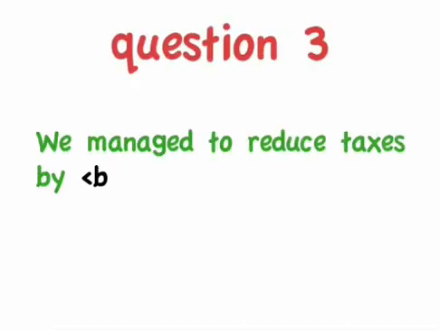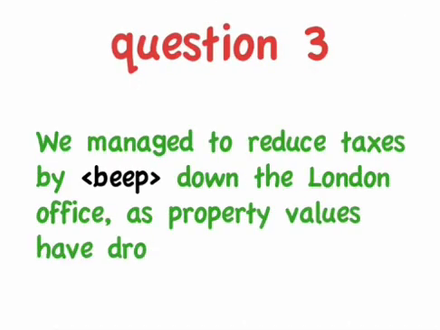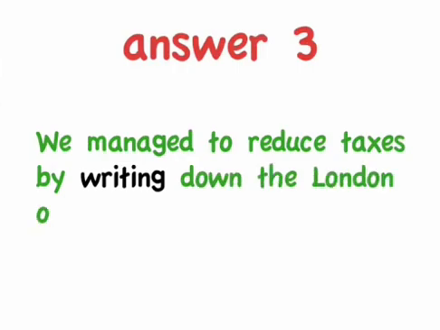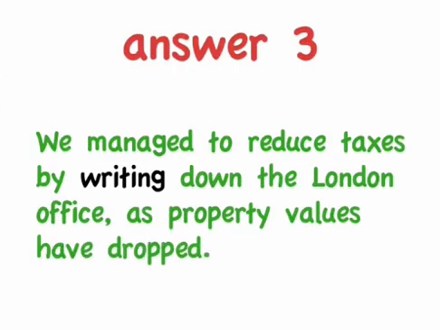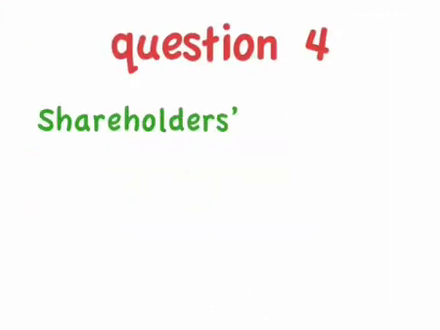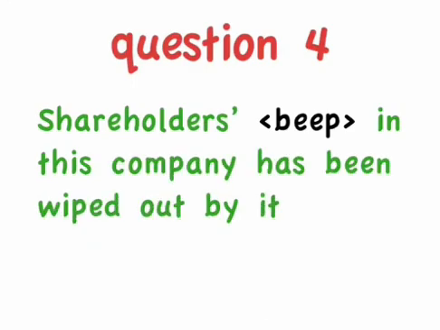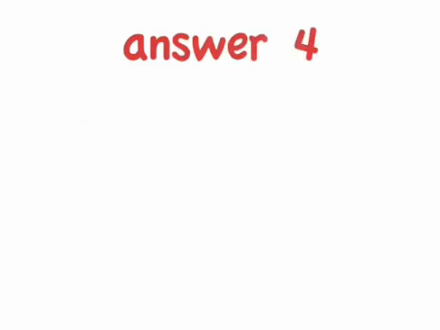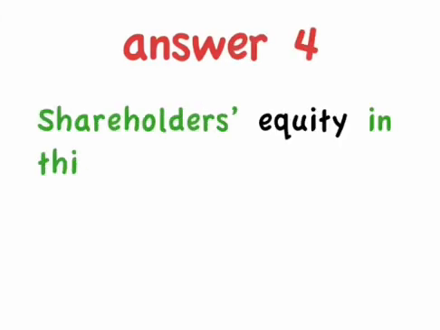We managed to reduce taxes by beep down the London office as property values have dropped. Answer. We managed to reduce taxes by writing down the London office as property values have dropped. Beep in this company has been wiped out by its recent investment losses. Answer. Shareholders' equity in this company has been wiped out by its recent investment losses.